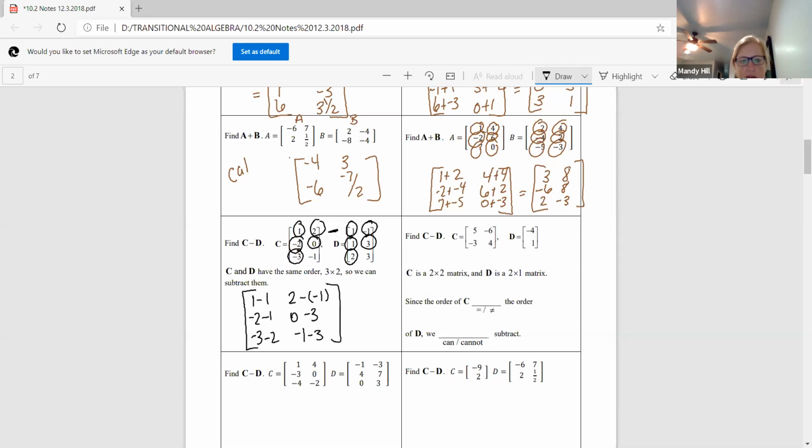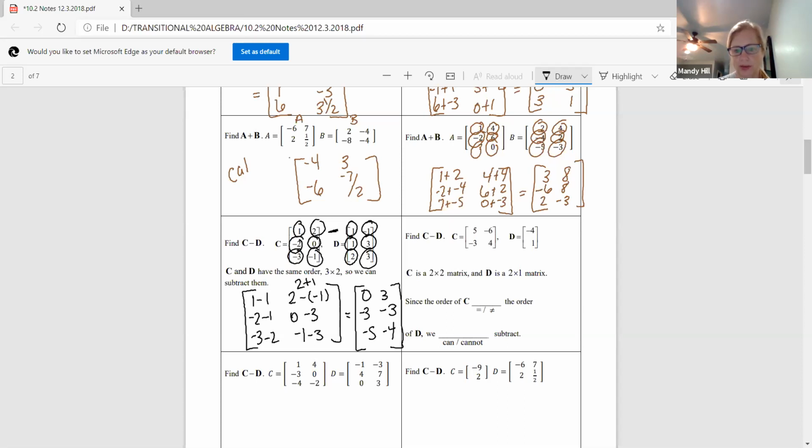So subtraction is always a place where people make mistakes because they're like, well, there's already a minus here on this -1, and so they don't want to do minus a minus. We know that minus a minus is positive. So 1 minus 1 is 0. This ends up being 2 plus 1 because a negative is a positive, which is going to give us 3. -2 minus 1 is -3. 0 minus 3 is -3. -3 minus 2, -5. -1 minus 3, -4. Okay.